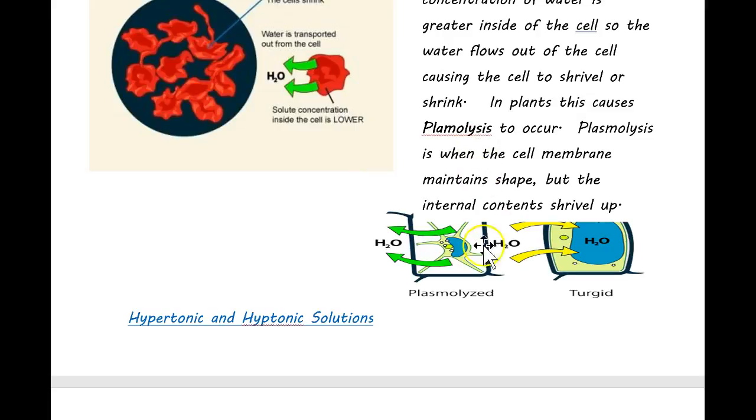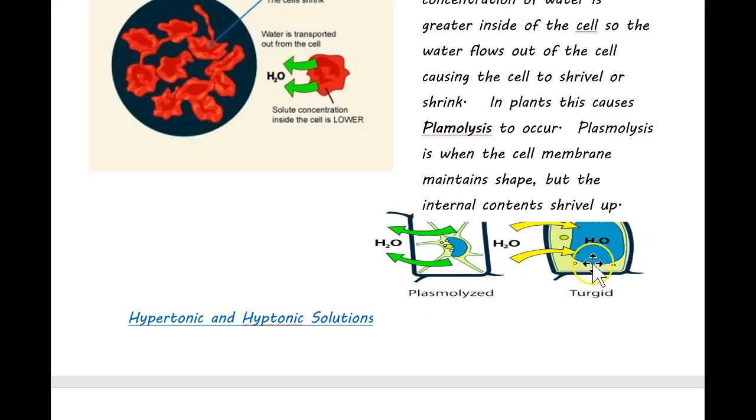Now in plant cells, this is important because it creates a condition in plant cells called plasmolysis. So we've got to remember that plant cells have a rigid cell wall. And that cell wall is going to remain in place. But all of the cell contents are going to shrink and shrivel up. And that's what happens with plasmolysis. The membrane maintains its shape, but everything else shrivels up. So again, when does plasmolysis happen? In a hypertonic solution, and I think plasmolysis, PLA, is the start of plants, PLA, plants, okay?